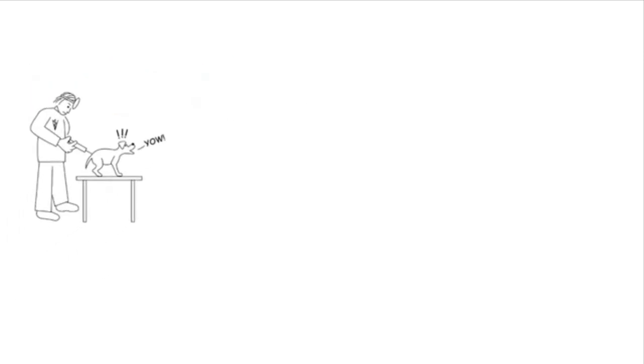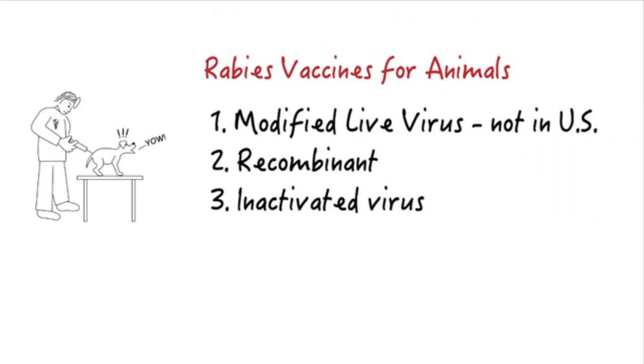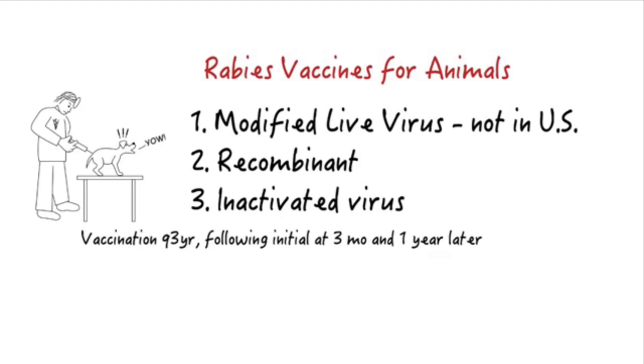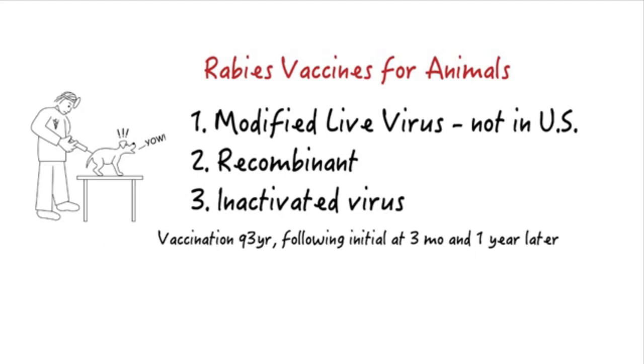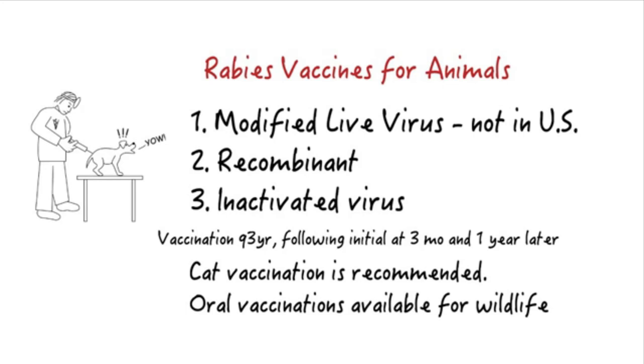Many effective vaccines, such as modified live virus, recombinant and inactivated types, are available worldwide. No modified live rabies vaccines are currently marketed in the U.S. Recommended vaccination frequency is every 3 years, after an initial series of 2 vaccines 1 year apart. Because of the increasing importance of rabies in cats, vaccination of cats is now highly recommended. Only oral vaccines have been approved for use in wildlife.